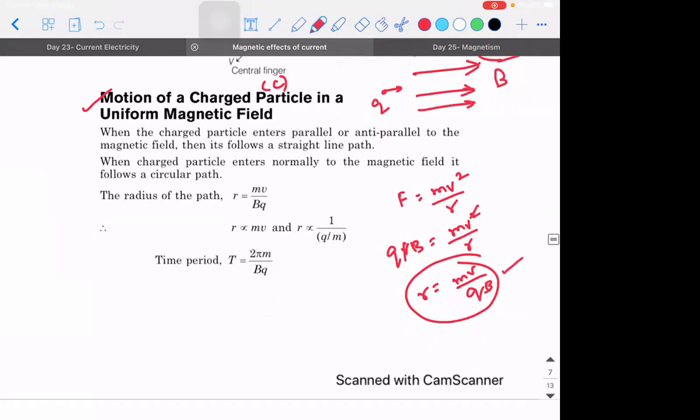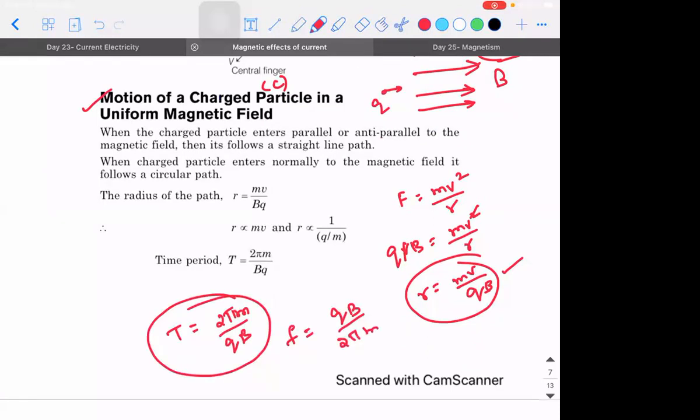So there will be problems which are based on the radius. Similarly, time period. Time period is equal to 2 pi m divided by QB. Similarly, for frequency. Electric field parabola and magnetic field circular.